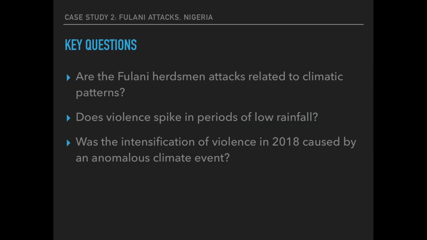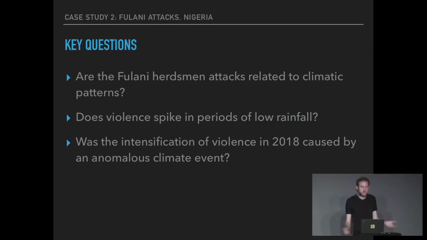One further thing that I forgot to mention is that this year there have been significantly fewer attacks than in 2018, where there was a massive spike of violence, and then in 2017, again, it was lower. So was that particular spike caused by an anomalous climate event? That's another question we want to answer.